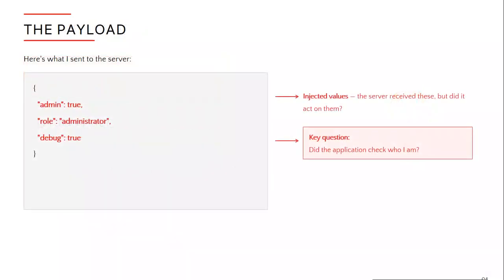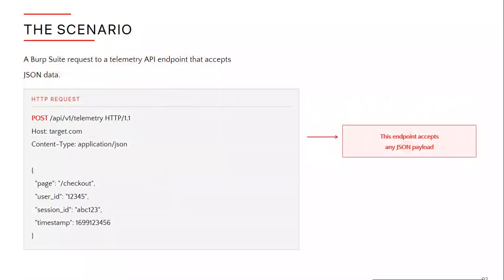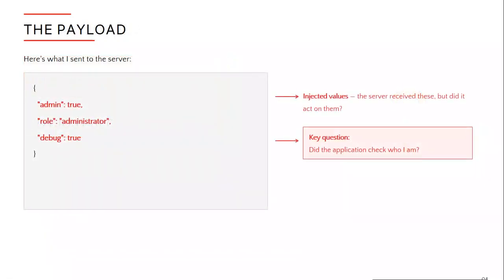Now, this is the payload: admin true, role administrator, debug true. This is what I sent to the server, from the previous example, the HTTP request on the checkout page. You replace all this, just add this to it, and see if it accepts this JSON payload. Now, this is the injected value. The server received this but did not act on it. The key question is: did the application check who I am? Because when I send this to the server, it is meant to just process it immediately and take it in if it's not well protected.